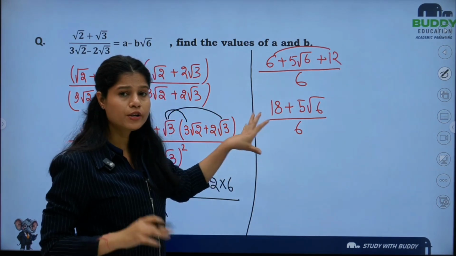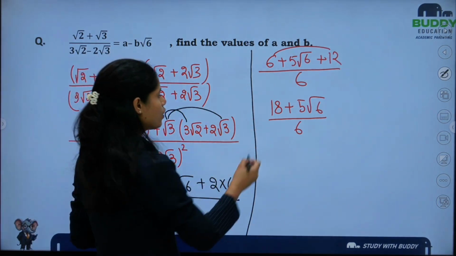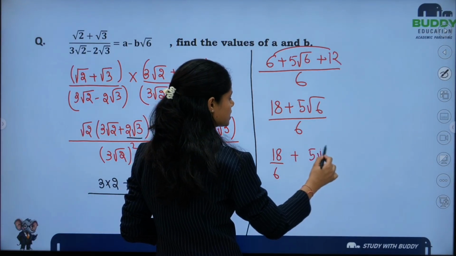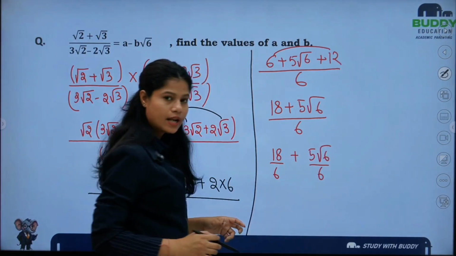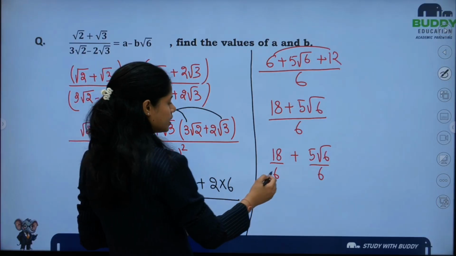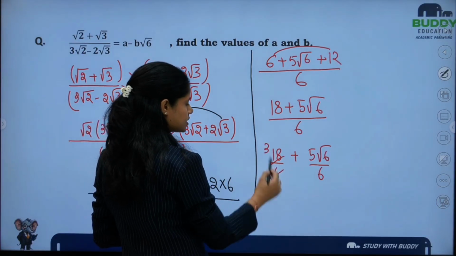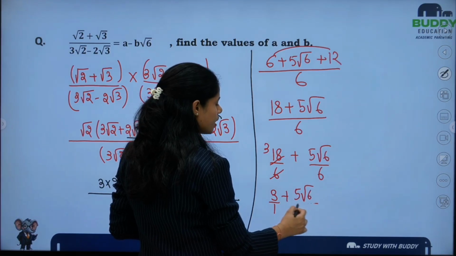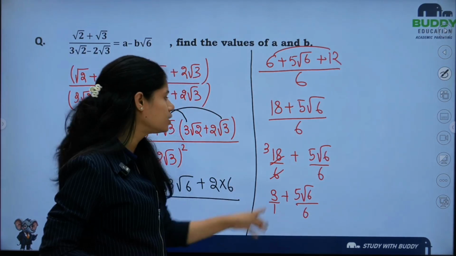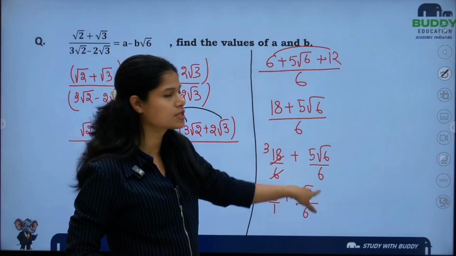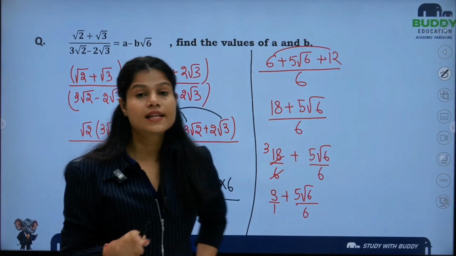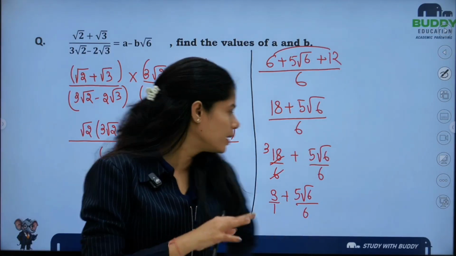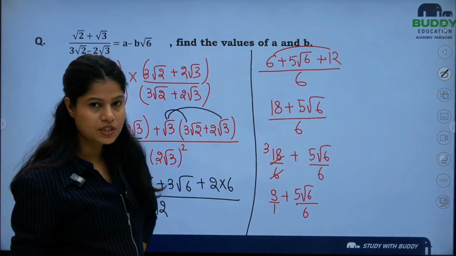Now if you want, you can split this, right? You can also write it as 18 by 6 plus 5 root 6 divided by 6. Now for simplifying it further, 6 3s are 18, so this is 3 upon 1 plus 5 root 6 divided by 6. Now don't make the mistake of cutting down root 6 by 6, because then you will have your denominator as an irrational number, right? So don't do it.